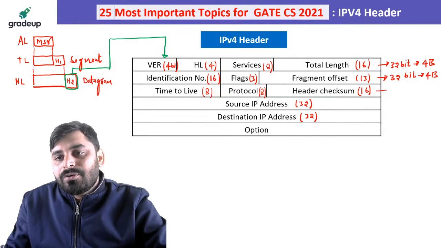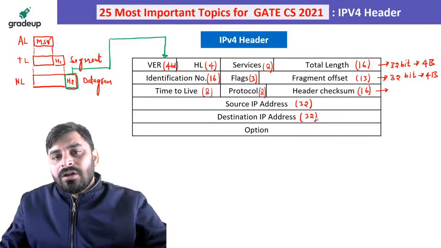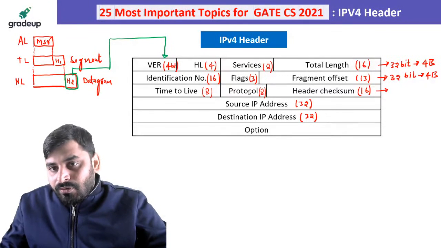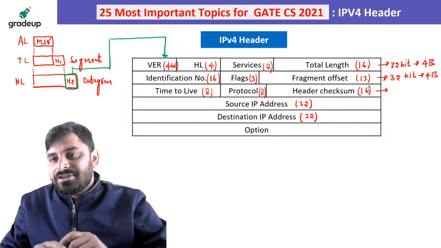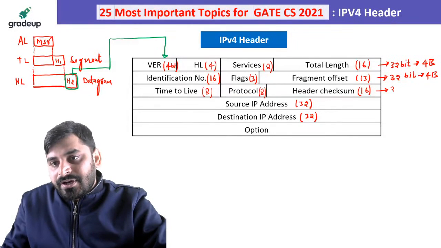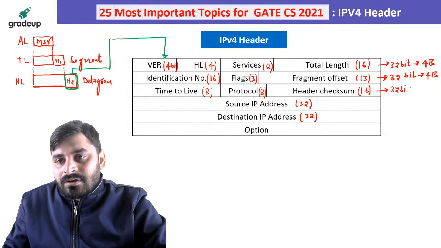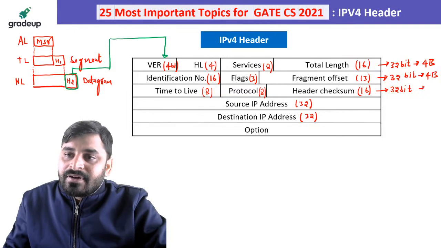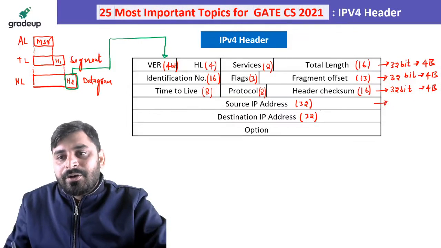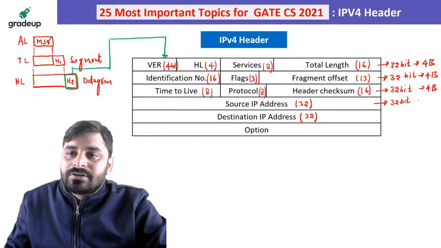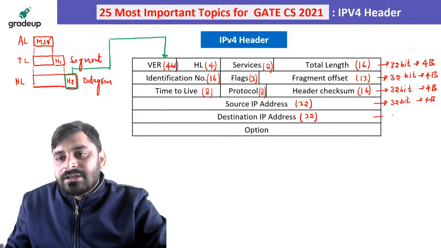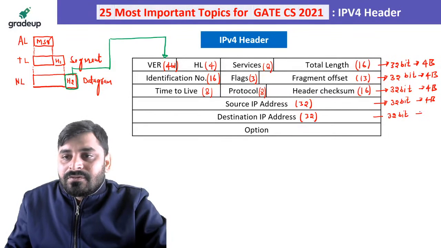Now come to this. Time to live 8 bit, protocol 8 bit, 8 plus 8 is 16, 16 plus 16 is 32. This row is also 32 bit. 32 bit means, my dear friend, this row is also 4 byte. Now this is 32 bit here. Source IP address is 32 bit. Now this is also 32 bit, guys. So it means 4 byte.